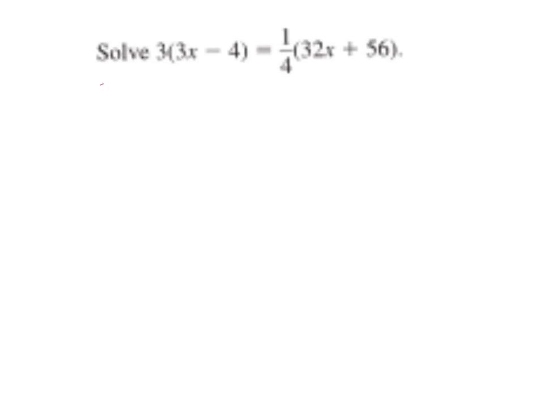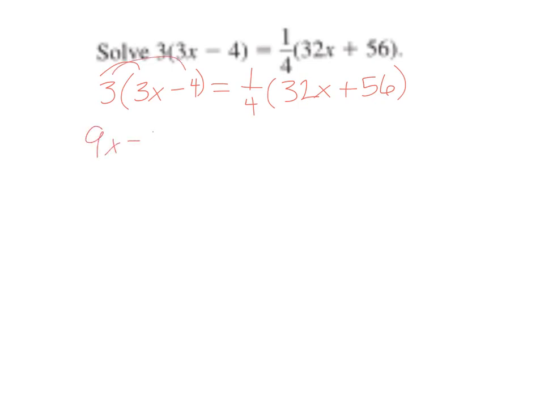Alright, so we've got 3 times (3x minus 4) equals 1/4 times (32x plus 56). So now we've got some distribution we have to do. Let's start on the left side. 3 times 3x would be 9x. 3 times negative 4 would be minus 12. Now that looks pretty easy.